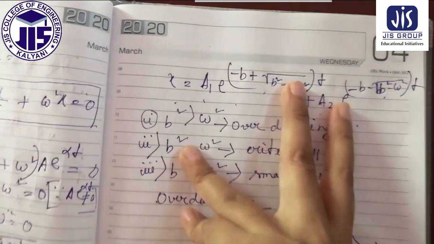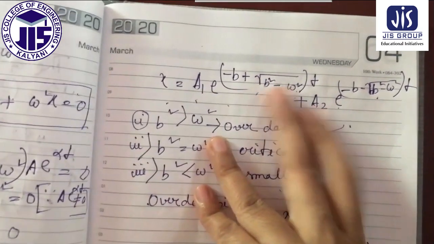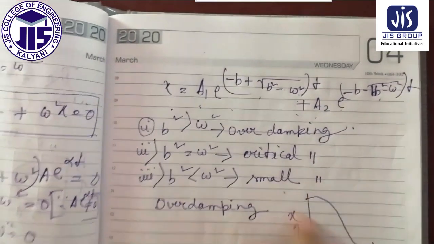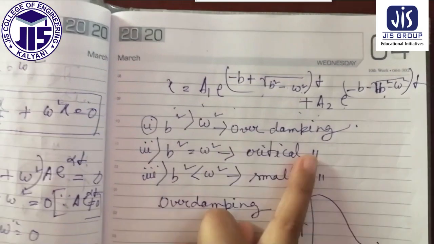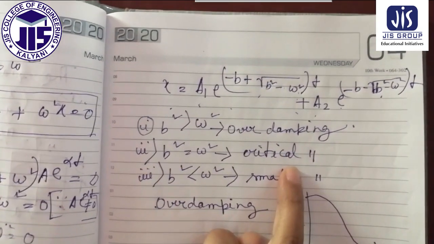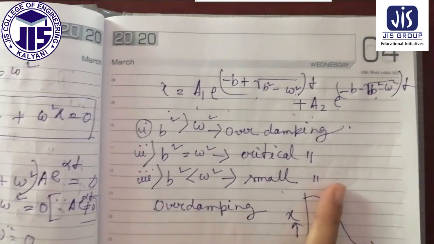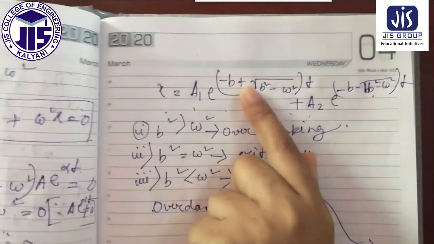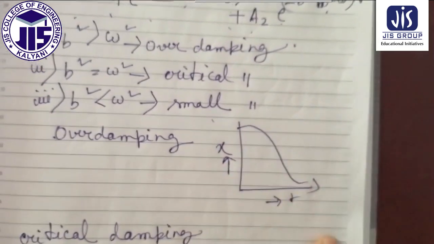Now obviously the condition can be three: b square greater than omega square, b square equal to omega square, and b square less than omega square. When b square is greater than omega square, that is called over damping. When b square equals omega square, this is called critical damping. When b square is less than omega square, this is called small damping. For b square greater than omega square, the expression remains the same, and the figure looks like this.